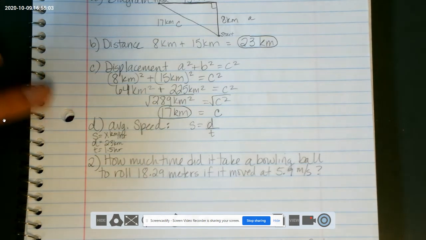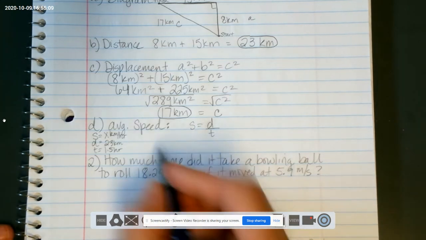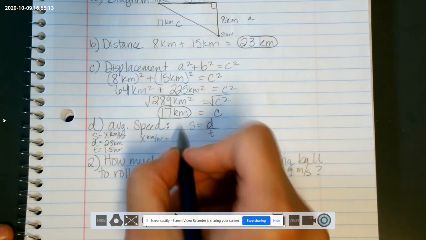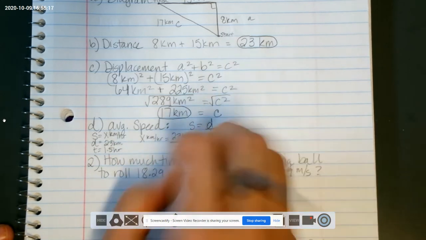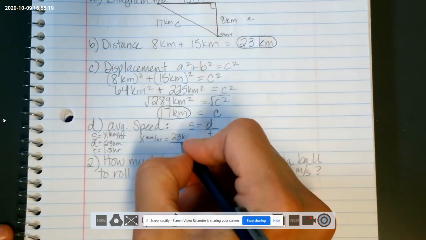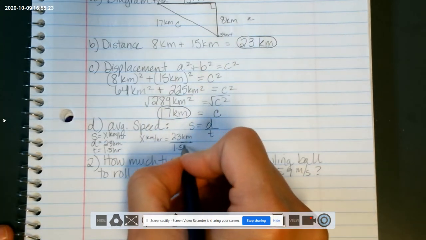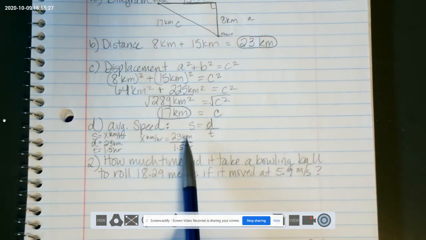See, that's why it's important to underline all that stuff so I remember what I'm looking for. So I'm going to plug that into this equation here. X kilometers per hour equals my distance on top, 23 kilometers, divided by 1.5 hours. So we're dividing a kilometer by an hour. Remember, neither cancel. That's why it gives us a kilometer per hour.